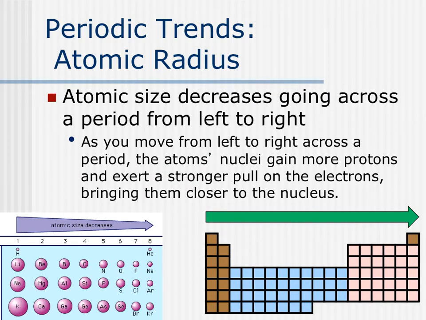Now the trend across a period is a little bit different from what you would have thought it would be. As you move across the periodic table going in this direction, the atoms actually get smaller. So if you look at this picture over here, do you see how the atoms are getting smaller? And the reason for this is the increase in the number of protons in each atom. So beryllium only has 4, neon has 10. That's probably something that you already knew.